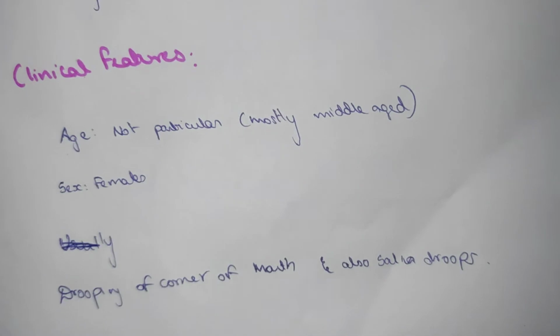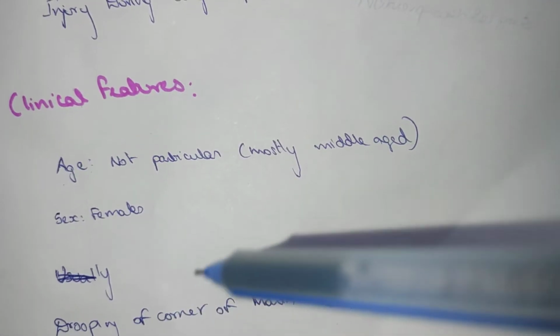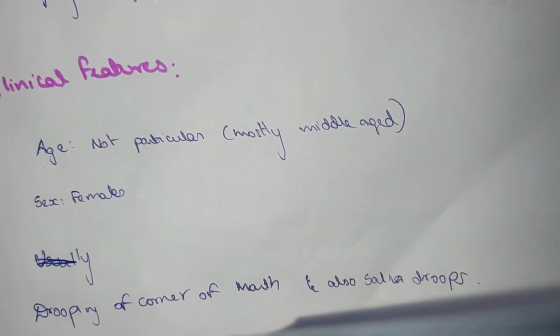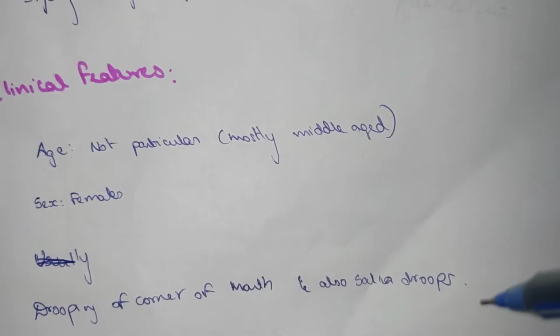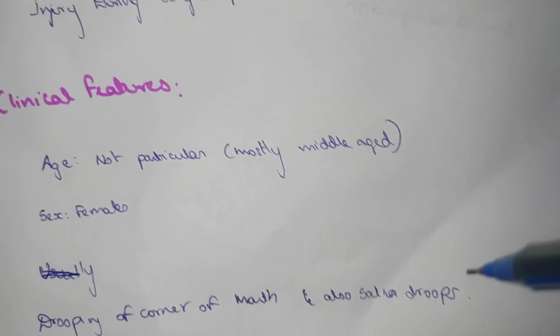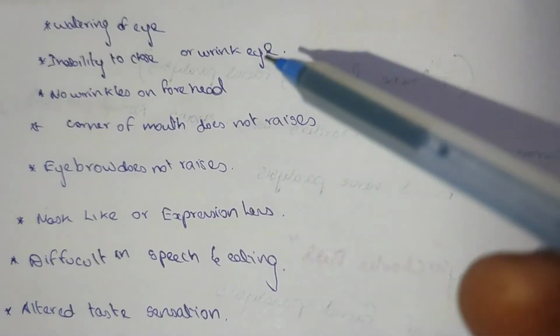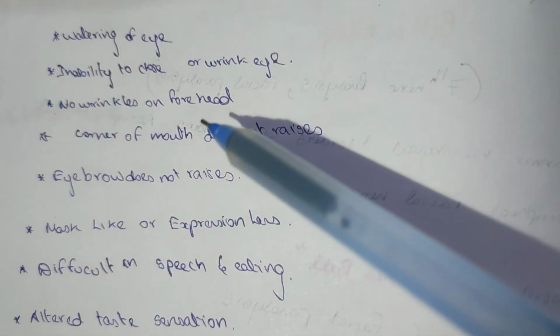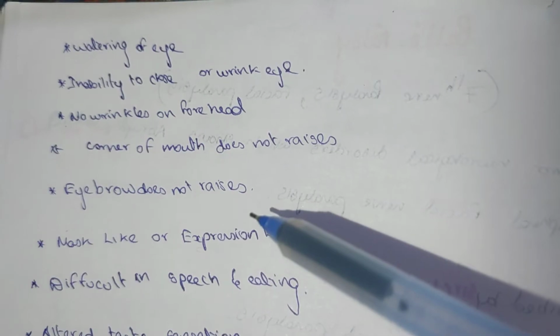Now the clinical features. The age is not particular, mostly middle aged. Sex is mostly females. There is drooping of the corner of the mouth. Also saliva droops. There is drooping in the corner of the mouth, and also saliva gets drooped. Watering of the eyes is seen. There is inability to close or wrinkle the eye. No wrinkles on the forehead. The corner of the mouth does not rise.